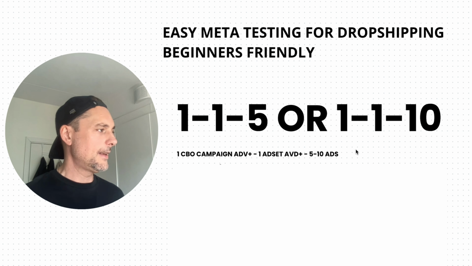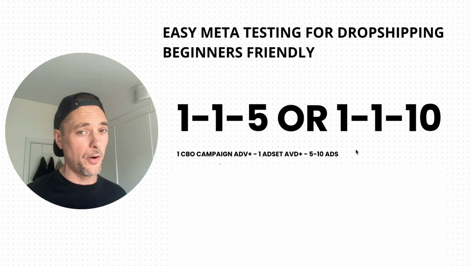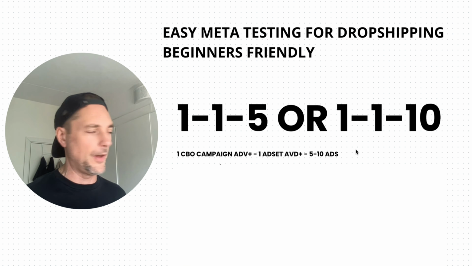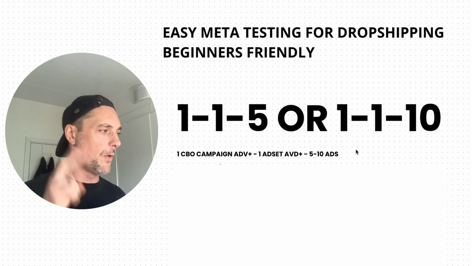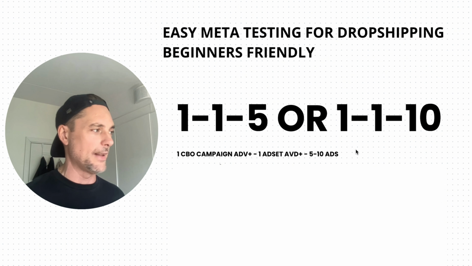And for the test, I keep the campaign totally broad, totally open. I use Advantage Plus nowadays. I never did that before, but now I do that, and I've done that for like 6 months, and it's worked really good for me. Before I had 3-5 ad sets, of course, like everyone else, but now it's much cheaper. It's much easier. You do 1 CBO Advantage Plus, 1 ad set Advantage Plus. You don't change anything, and then you have 5 to 10 ads.